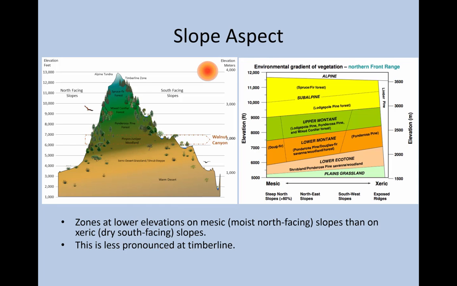Timberline elevation tends to be a lot more driven by wind and by other climatic factors than those that are strictly governed by elevation. In fact, you'll see lower timberlines in some cases on some of the most exposed, driest ridge lines than you would find on either a north-facing or a south-facing slope.